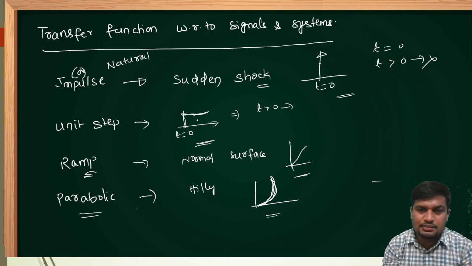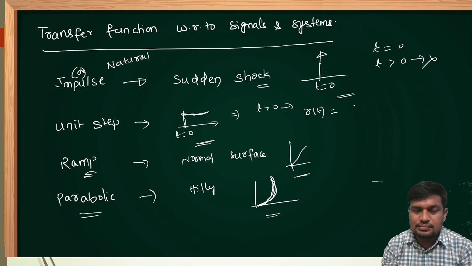After t greater than 0, the step signal exists. R of t is equal to, let's say the magnitude is A, that is A into u of t, the step signal where t is greater than 0. At t equal to 0, there is no step signal.